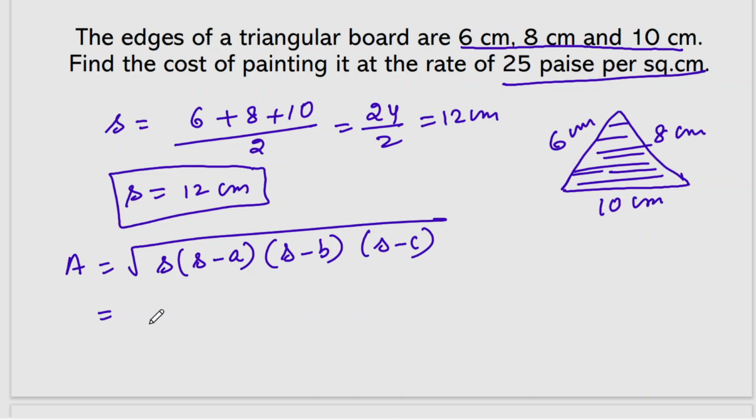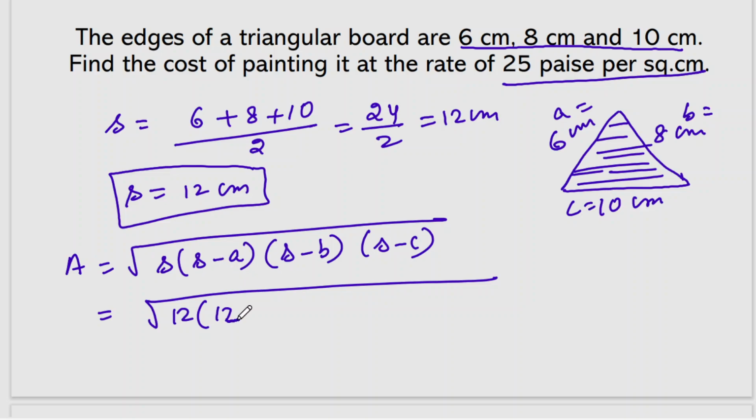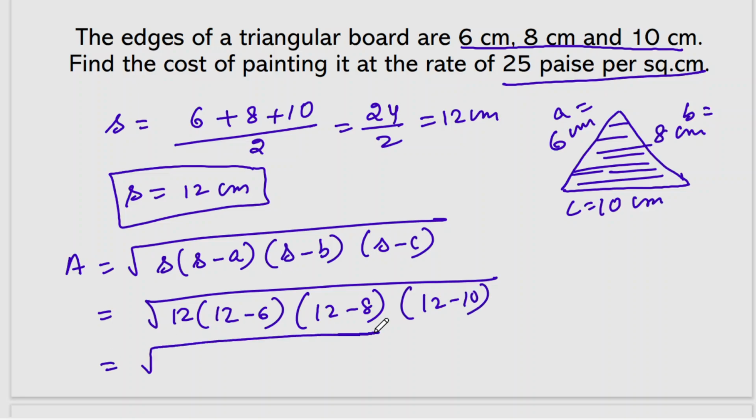So finally we can say s is your 12. Now this is your a, this is your b, this is your c. So 12 minus 6, then 12 minus 8, then 12 minus 10. So you will get it as 12 into 6 into 4 into 2. Now you can solve this. You will get 12 into 2, that is 24 centimeter square. So this is our area.